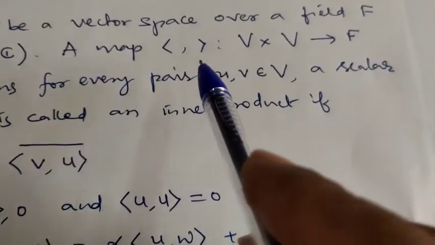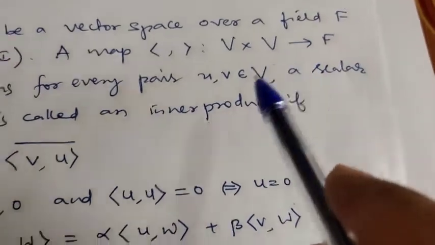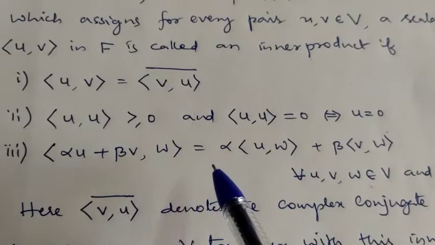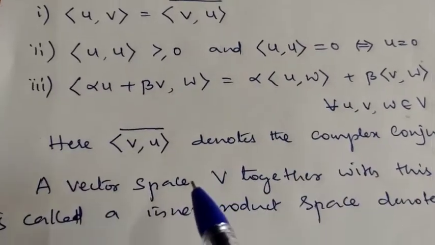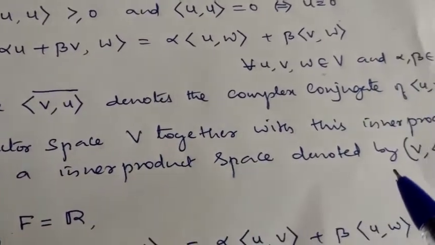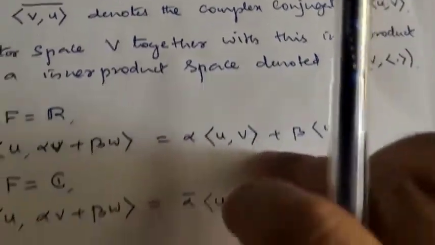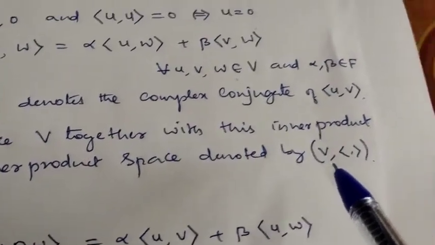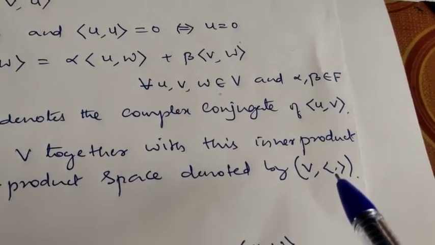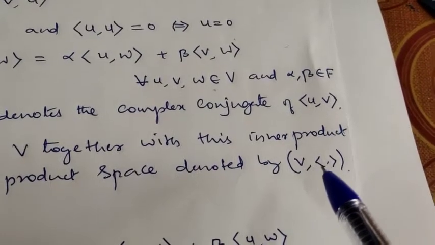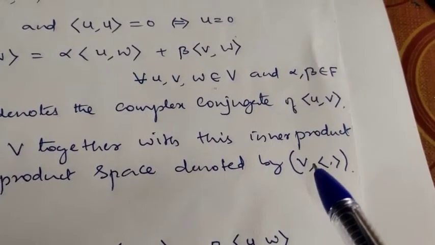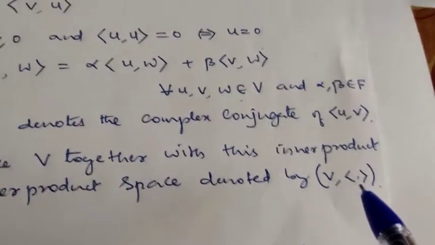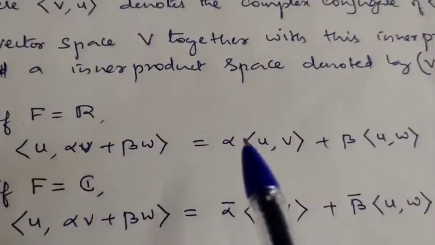So the map from V cross V to F which satisfies these three conditions is known as the inner product on V. And the vector space V together with this inner product is known as the inner product space, denoted by the pair V comma inner product. Or simply we can say V is an inner product space, meaning it is understood that V contains an inner product.